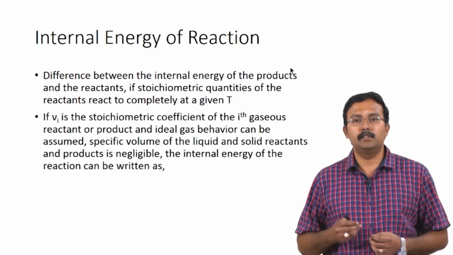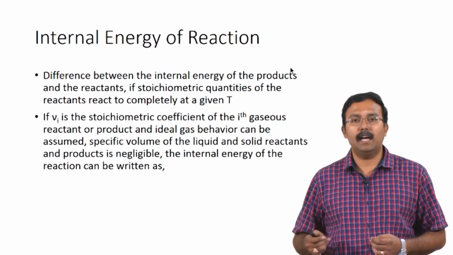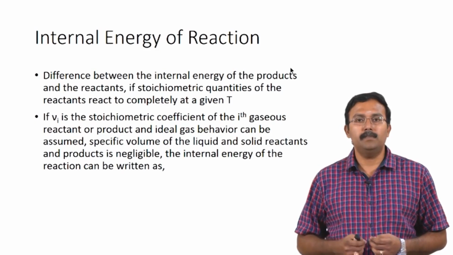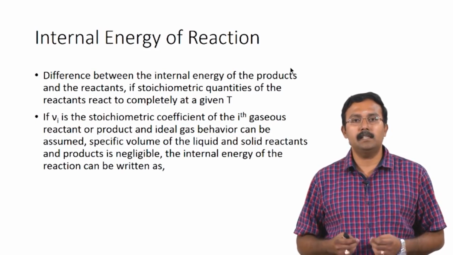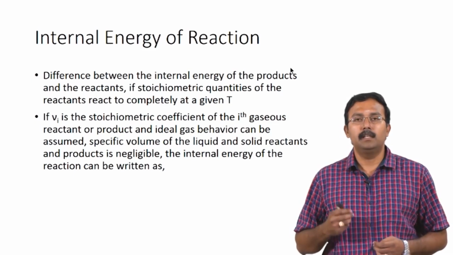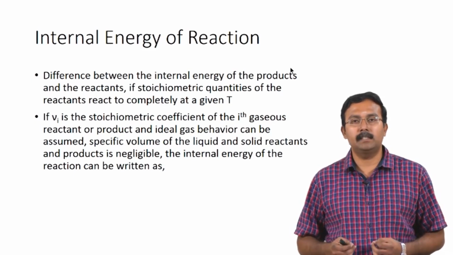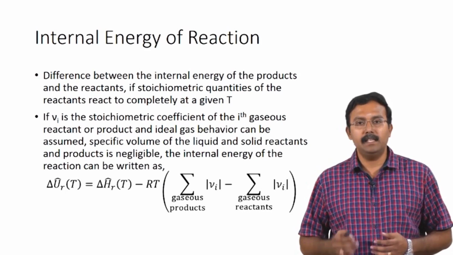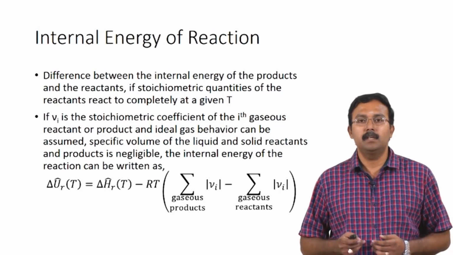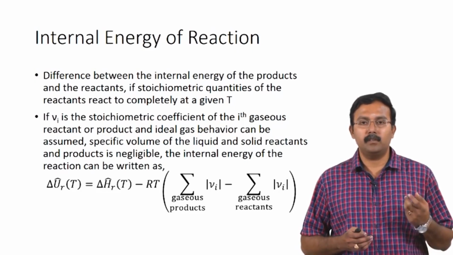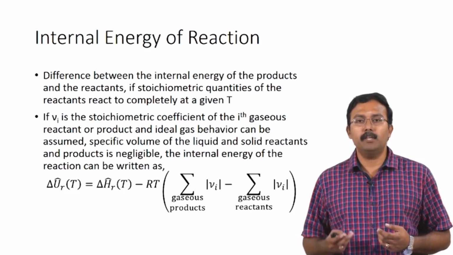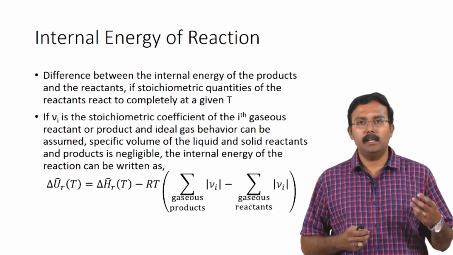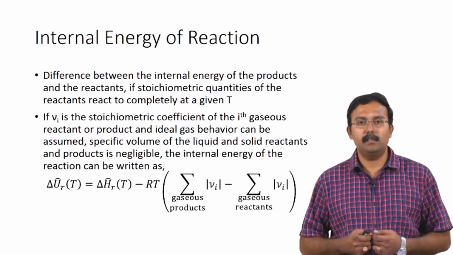If nu i is the stoichiometric coefficient of the ith gaseous reactant or product, and ideal gas behavior can be assumed, and specific volume of the liquid and solid reactants and products are negligible, then the internal energy of the reaction can be written as delta U r cap is equal to delta H r cap minus R T times the sigma of the stoichiometric coefficients of gaseous products minus the summation of the stoichiometric coefficients of gaseous reactants. So, this is how you would calculate the internal energy change associated with a reaction.